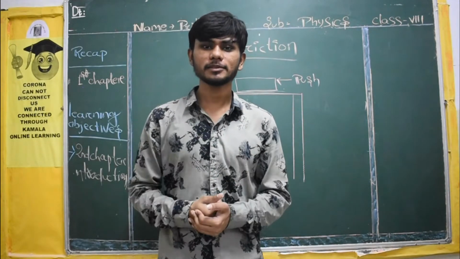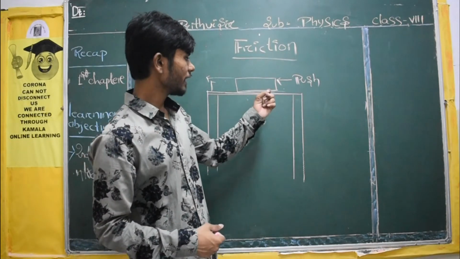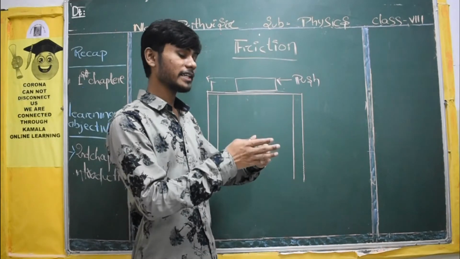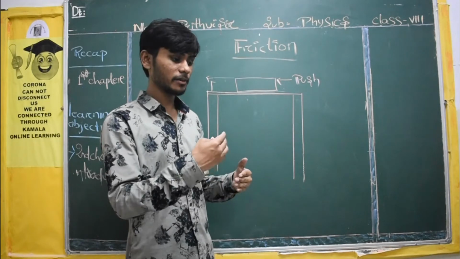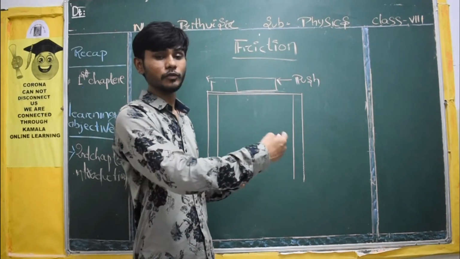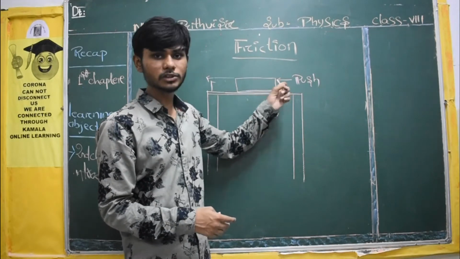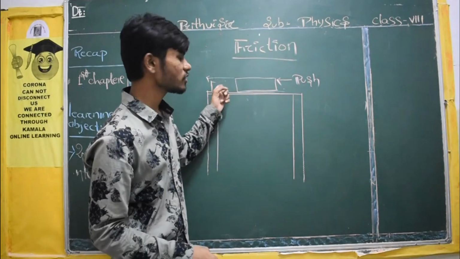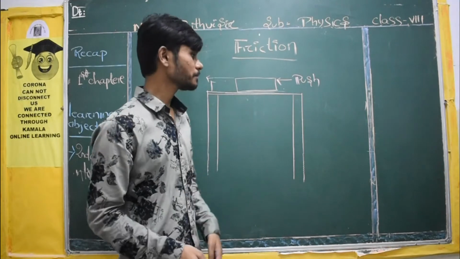Why did the book stop? See students, at first the book was at rest, you gave a little bit of force, making the book move, because an effect of force is that it can move an object if it is at rest, or if an object is moving then it can make it rest. Now we have made the resting object move, but at some point it stops. Why? Because of friction.